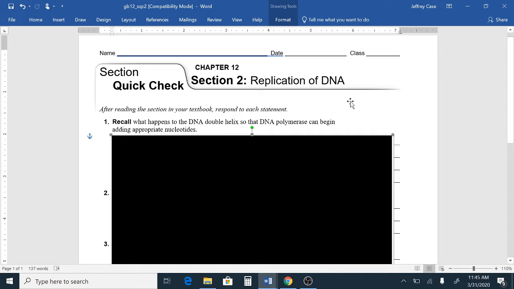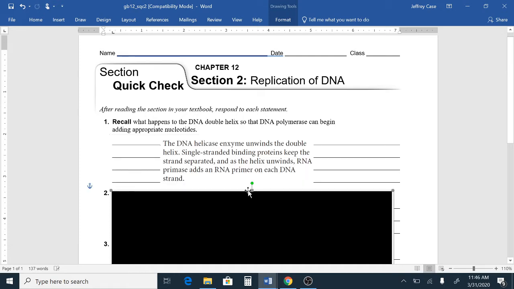Okay, Chapter 12, Section 2, Active Reading Review. Number 1, recall what happens to the DNA double helix so that DNA polymerase can begin adding appropriate nucleotides. The DNA helicase enzyme unwinds the double helix. Single-stranded binding proteins keep the strand separated, and as the helix unwinds, RNA primase adds an RNA primer on each DNA strand.